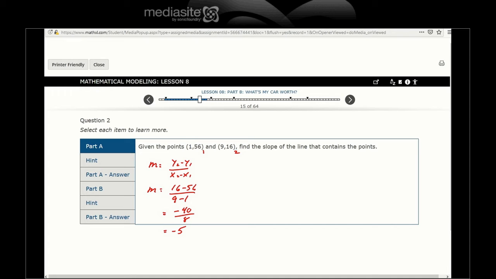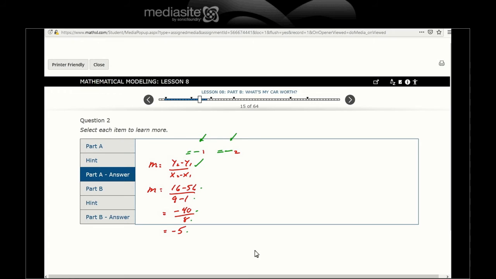All you had to do was basically use subscripts. Here's point 2, here's point 1. Use the slope equation. Of course, y2 minus y1 over x2 minus x1. And of course, 16 minus 56 is minus 40, divided by 9 minus 1, which is 8, and that gives us -5. And that's exactly how they did it.